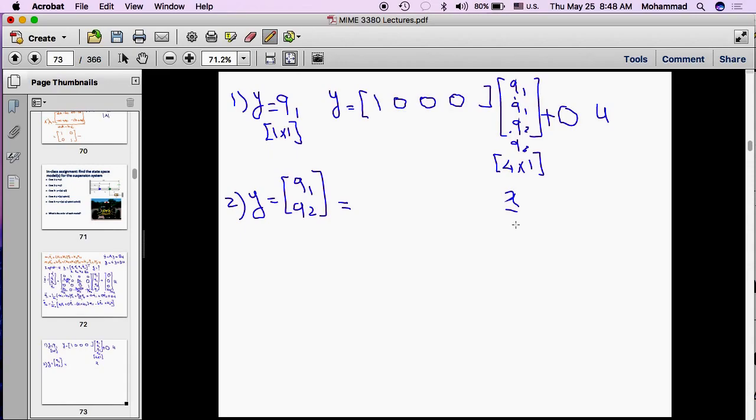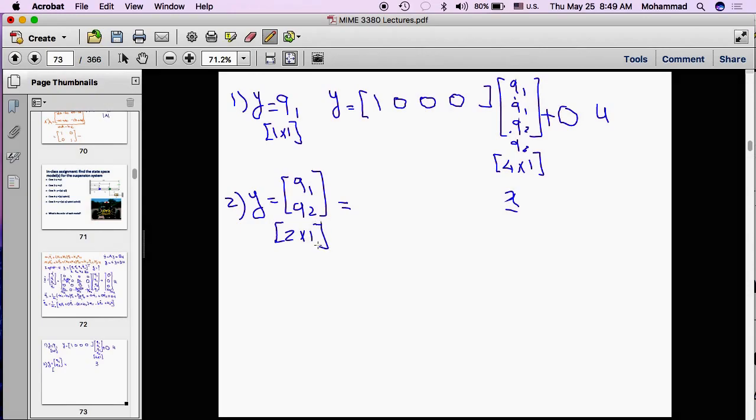So what is the dimension of y? Let's think about that first. 2 by 2. The first number is the number of rows, so 2 by 1. So y in this case is 2 by 1. Okay? X is 4 by 1. So what should C be?